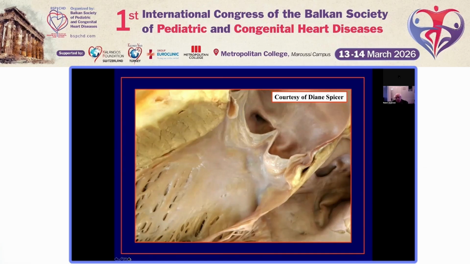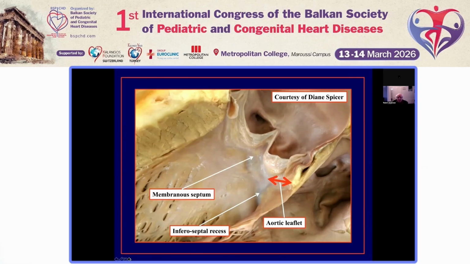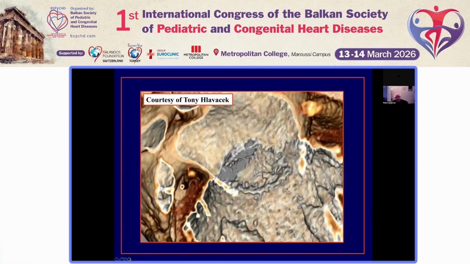But let me show you how that area of continuity between the aortic leaflet of the mitral valve and the non-coronary leaflet of the aortic valve is separated by the inferoseptal recess from the septum, in particular, the membranous septum, the interleaflet triangle. And we're going to look at those components much more when we get down to consider the aortic root.